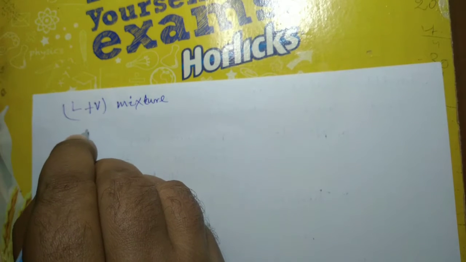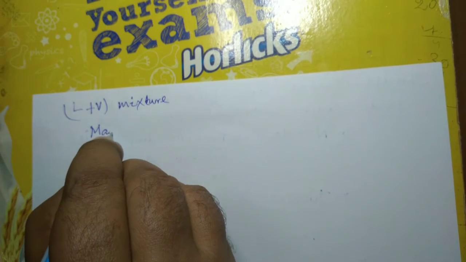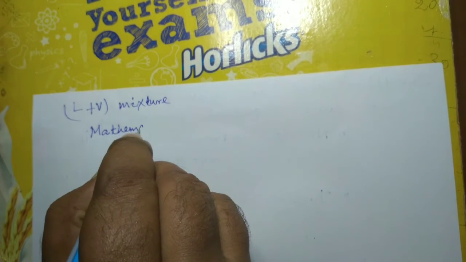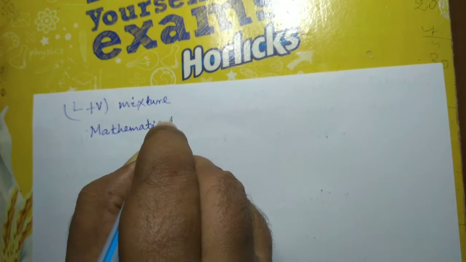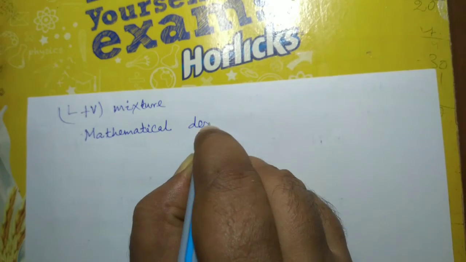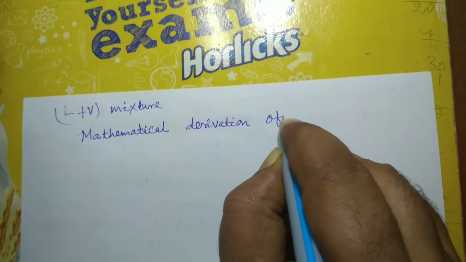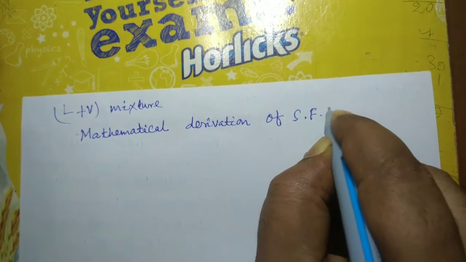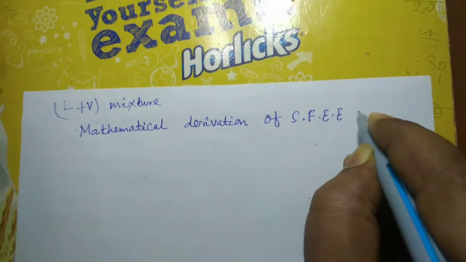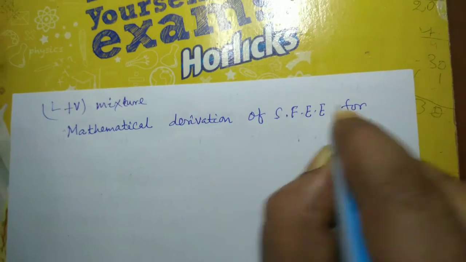Now we will go for mathematical derivation of steady flow energy equation for throttling device.